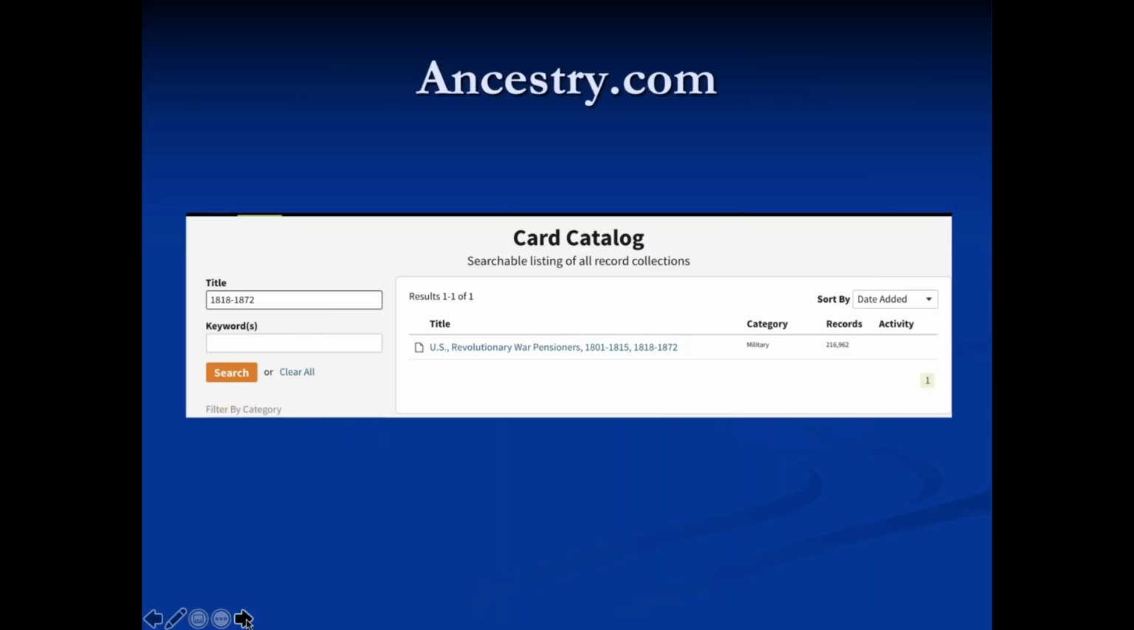So if you go to the card catalog on Ancestry, I always type in the nuance for me. The tip is type in 1818 to 1872, and it pops up right by itself. So you can see here, U.S. Revolutionary War pensioners, 1801 to 1815, and that's the records we just talked about. And then the second part of it is 1818 to 1872. So this is what it looks like. Basically, it's just when payments were made.